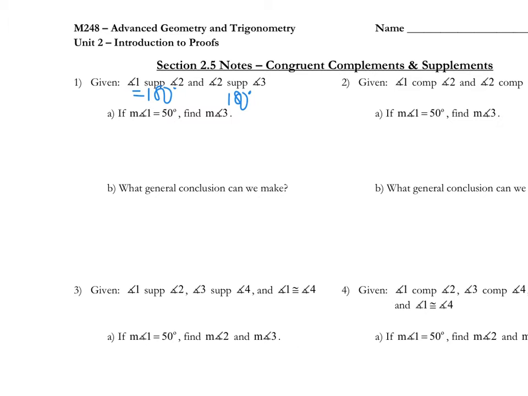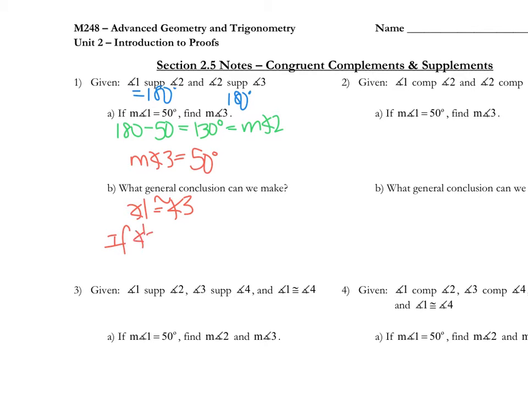Well, if 1 and 2 add up to 180, then that means that angle 2 is 130 degrees. And then since angle 2 and 3 are supplementary, angle 3 has to be 50 degrees in order to equal 180. So what do you notice? That angle 1 is congruent to angle 3 because if angles are supplementary to the same angle, then they are congruent.